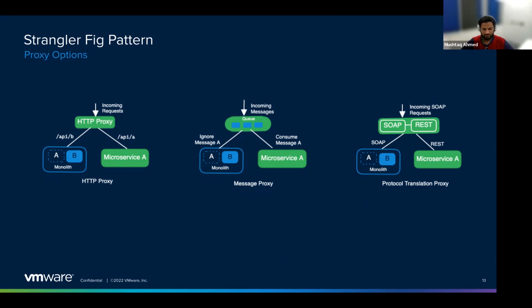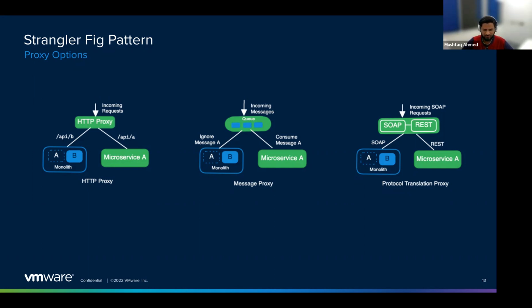If, for example, the monolith is driven by receiving messages via a message broker, we can change the monolith and have it ignore messages which will be consumed by a new microservice. Here both the new service and the monolith share the same queue, and they use filtering to listen to messages they are interested in. In an example we implemented in one of the engagements, we used JMS message selectors in the monolith to ignore messages, and those messages were eventually consumed by a new microservice.